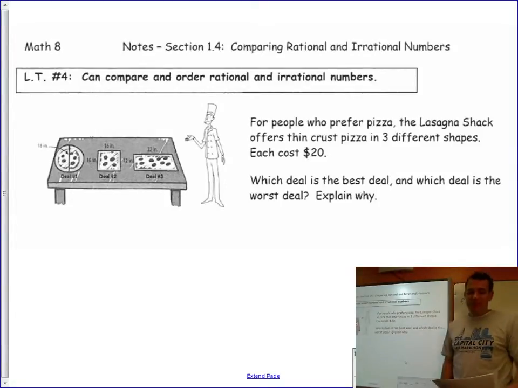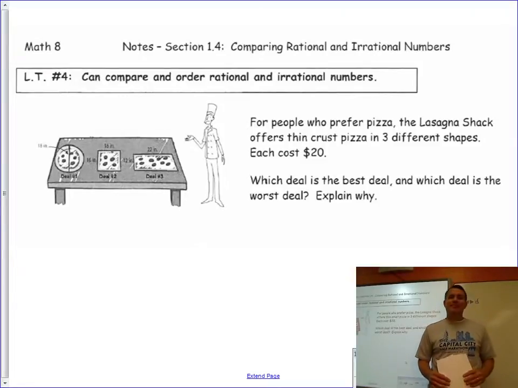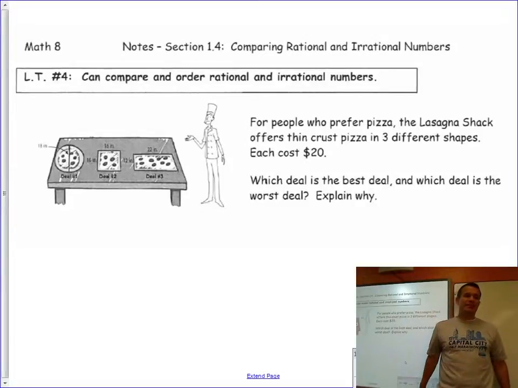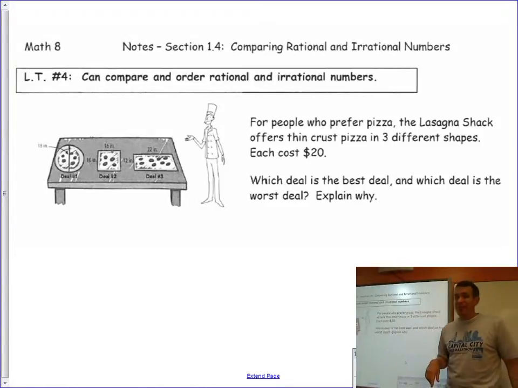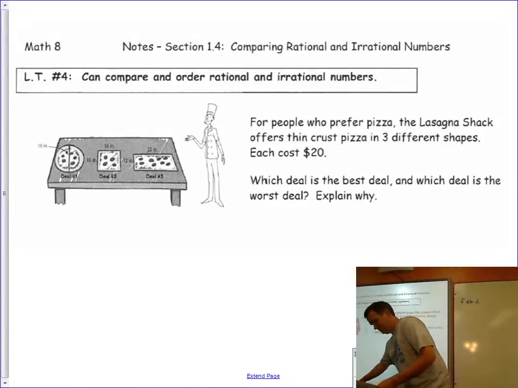Let me read it. For people who prefer pizza, the Lasagna Shack offers thin crust pizza in 3 different shapes. Each one costs $20. Which deal is the best and which is the worst? If you want to try to figure it out, then come back to the video, go for it. I'm going to explain it now. Let me put a few things on the board.